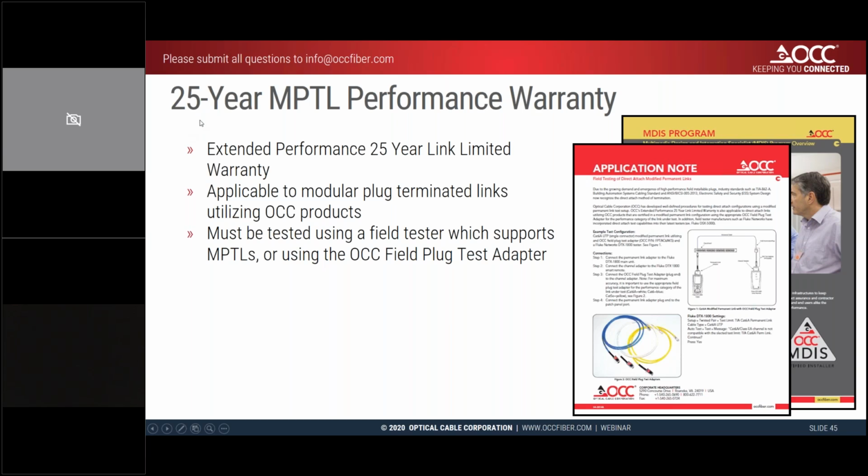And you can get a 25-year warranty on mod plug terminated links. Here's the deal. You need to be MDIS certified with us. And obviously you need to be using all OCC product. And then the other thing is that the test results need to come from a field tester which does support mod plug terminated links, or you need to be using an OCC field plug test adapter. Either of those things will be good with us. We will warranty your product.